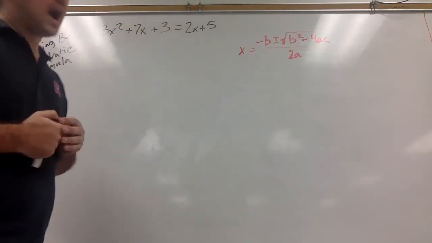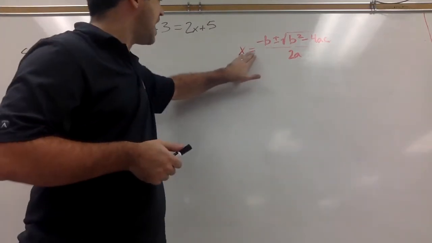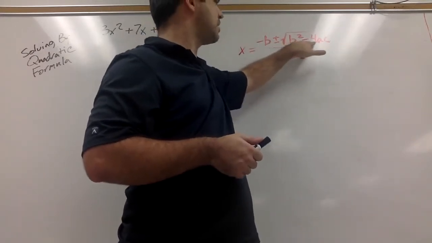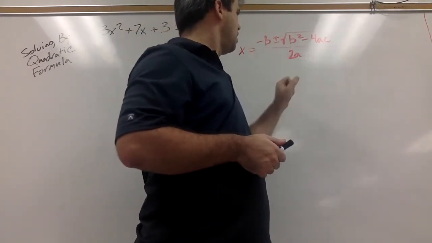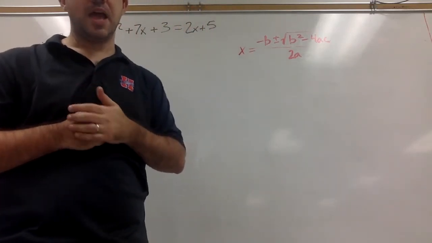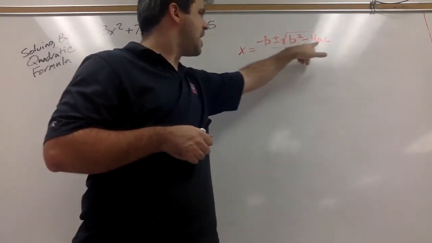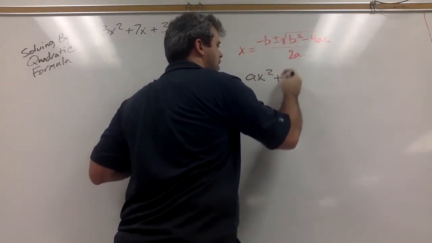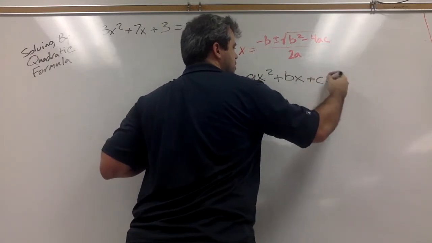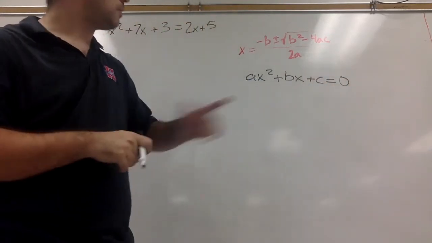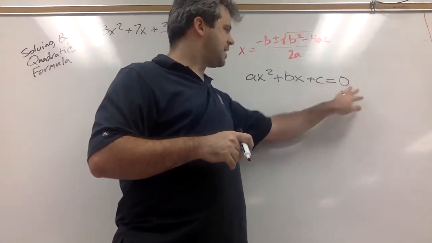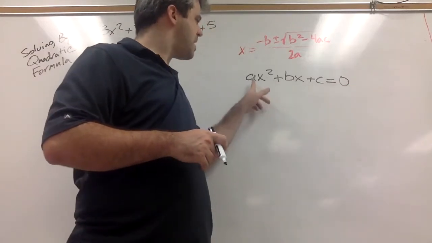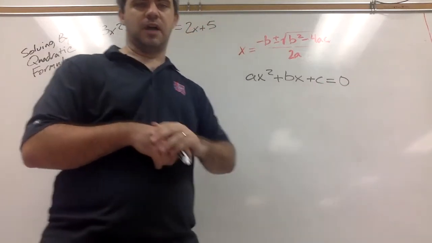Okay, so the formula is x equals negative b plus or minus the square root of b squared minus 4ac, all divided by 2 times a. Now, again, this a, b, and c comes from that standard form of the quadratic. So before you're ready to do this, you need to make sure that your quadratic is in standard form. Okay, everything on one side, so equals 0, and then x squared, x, and constant term.